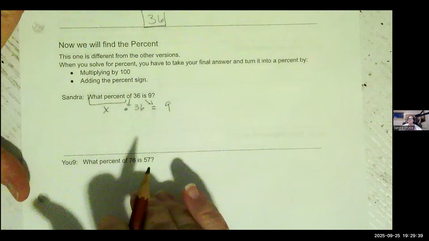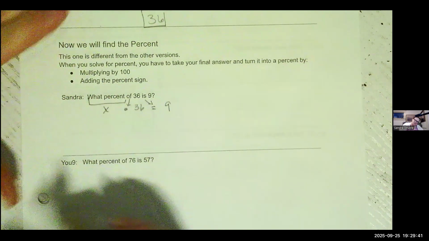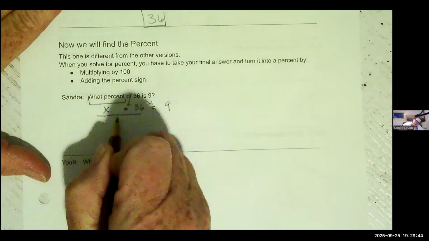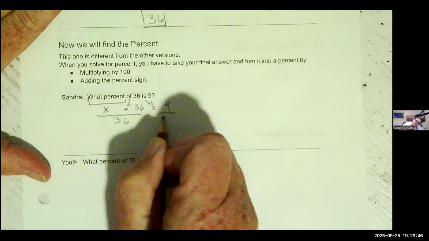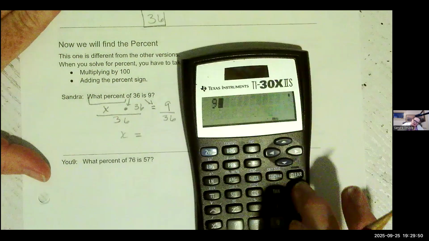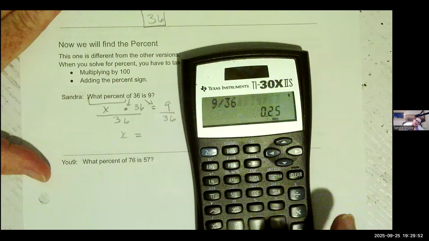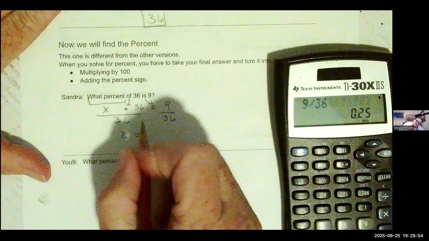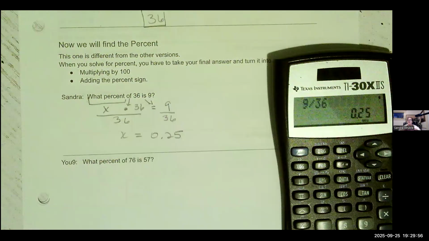There's my setup. I'm going to solve for X. I'm going to divide both sides by 36. And I get X is equal to 9 divided by 36 is 0.25. This is not a percent. We want to know a percent.